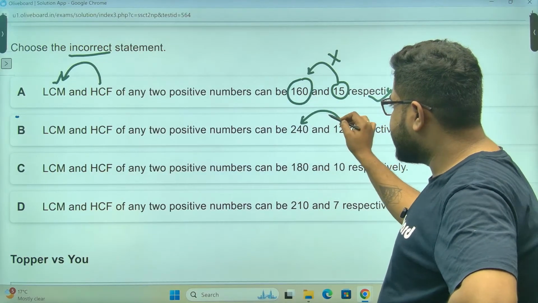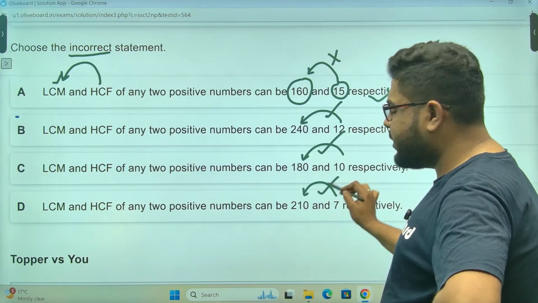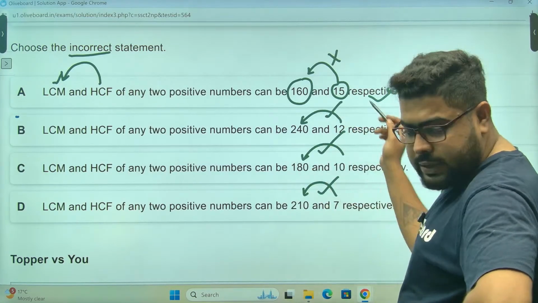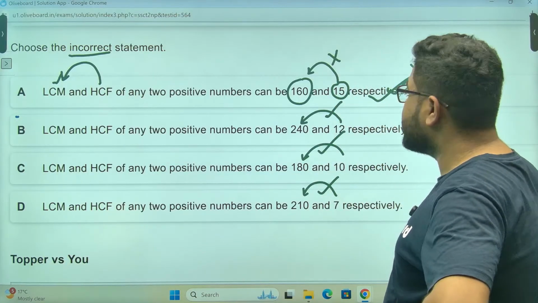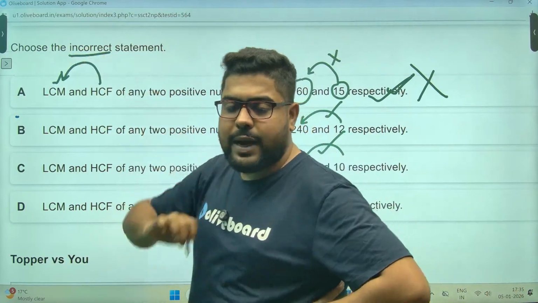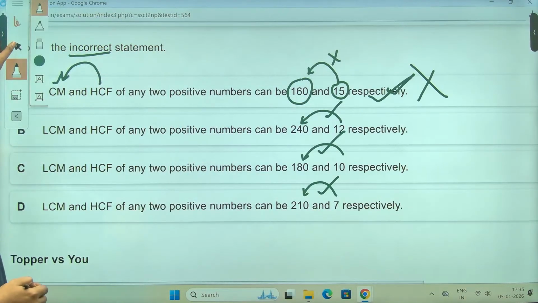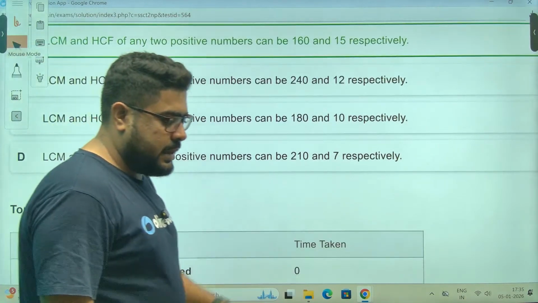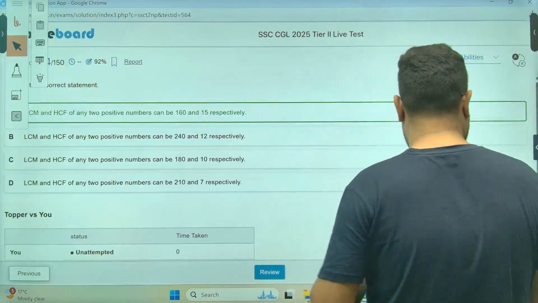So this cannot be LCM HCF. 12 and 240, yes. 10 and 180, 100%. 7 and 210, 100%. They are all true. They can be true. But this can never be true. They are asking us to identify the incorrect statement, so this has to be my answer, 100%. Clear, sir? Everyone? A quick yes or no?